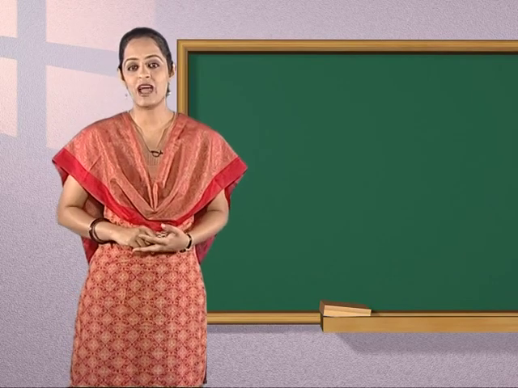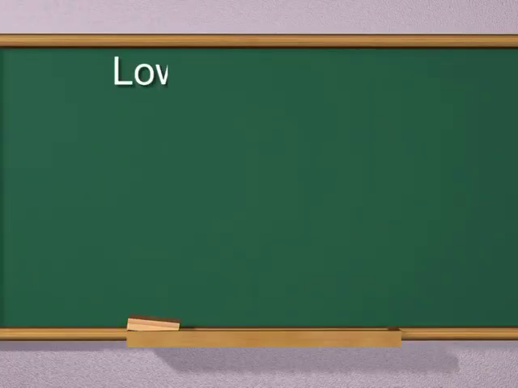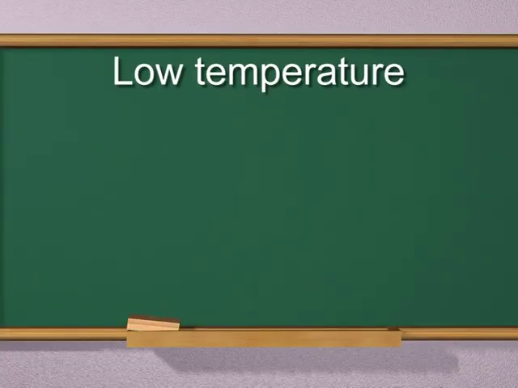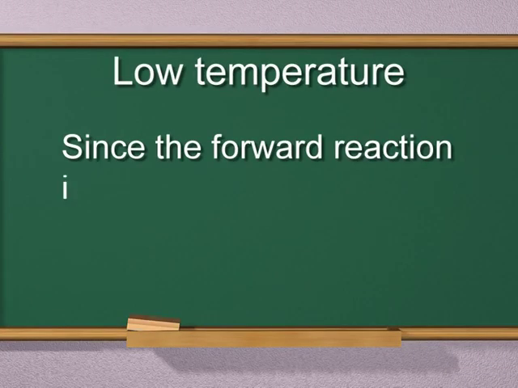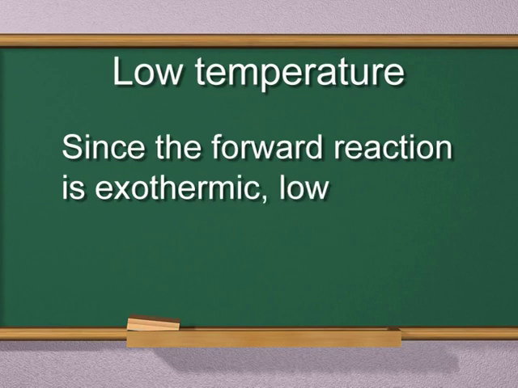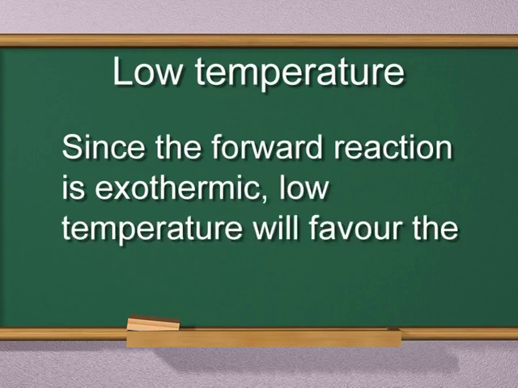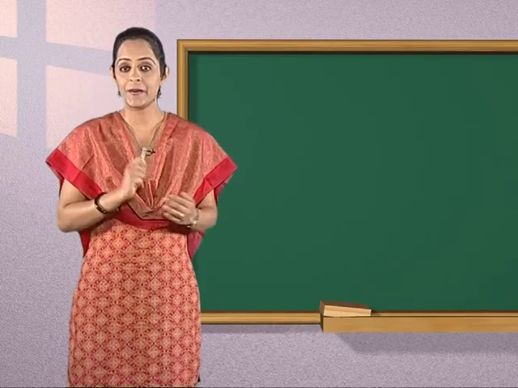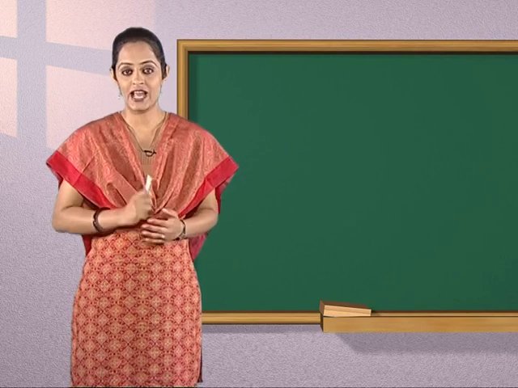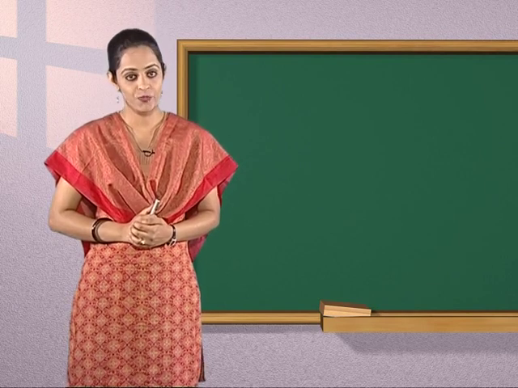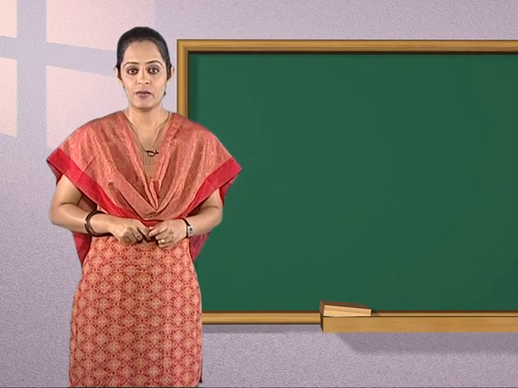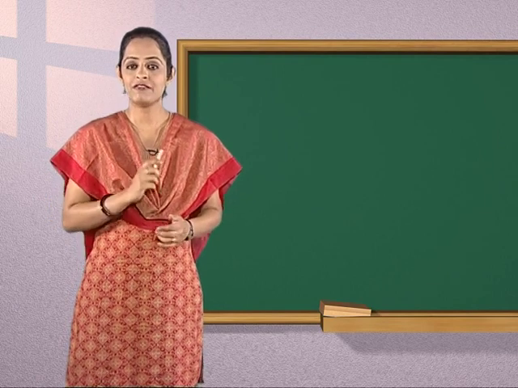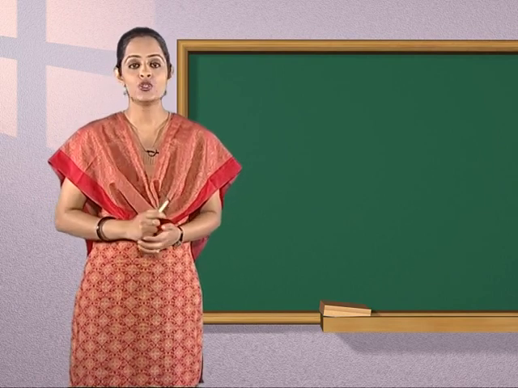Let us discuss them one by one. Low temperature. Since the forward reaction is exothermic, low temperature will favor the formation of ammonia. However, at low temperatures, the rate of the reaction will be slow. The optimum temperature for the reaction has been found to be around 700 Kelvin.